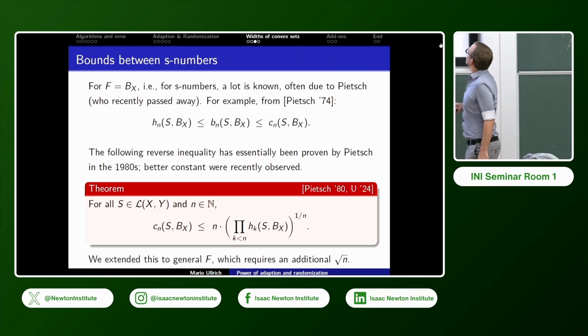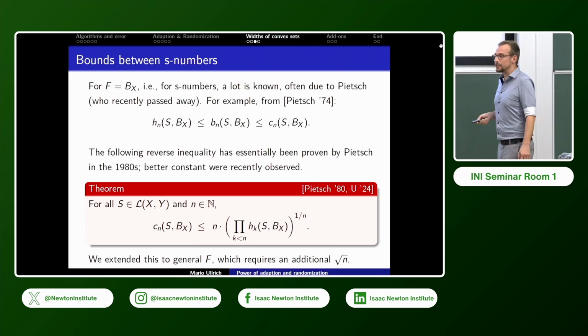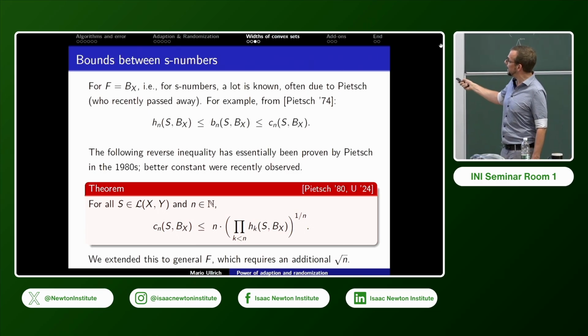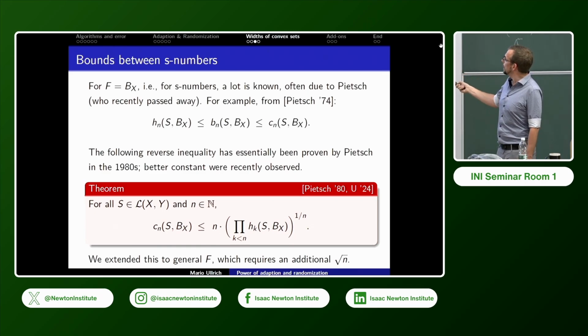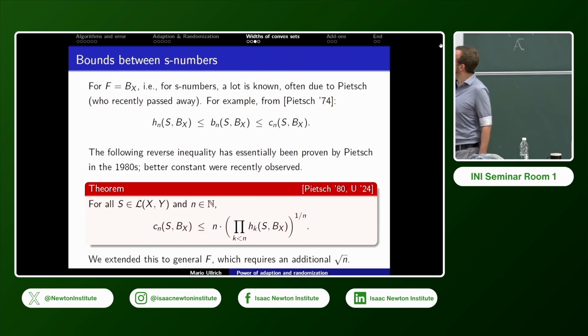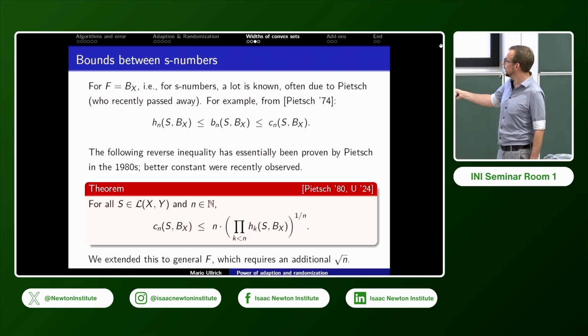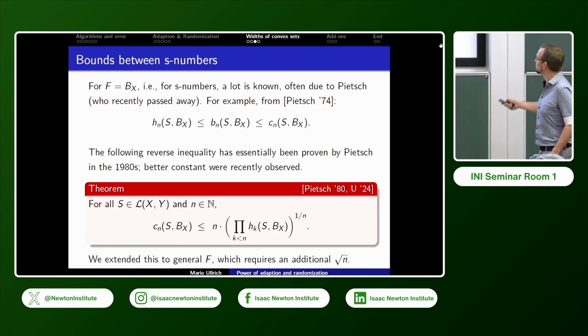Simon suggested that I give you some hints for questions. Okay, so this is the theorem of Pietsch from the 1980s, which we found some time ago, and this was essentially known to him, and I just made a small note out of it and improved the constant a little bit. Okay, so it can be shown that for all linear mappings, the Gelfand numbers, really in a convex and symmetric setting, are bounded by n times this geometric mean. And the proof is very nice, very nice. I like it very much. Not mine, the one of Pietsch.